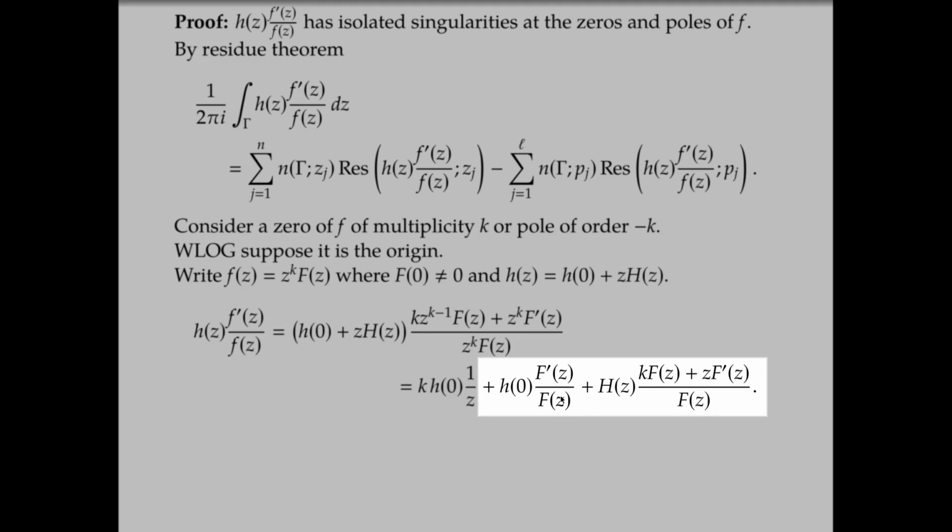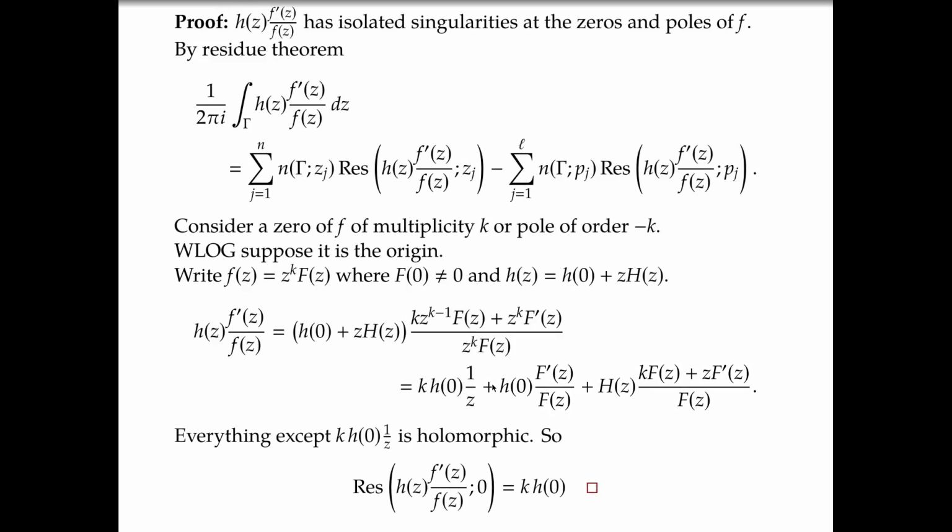So again, it doesn't have a pole. So these two terms are holomorphic at 0, right? And so we have some constant k times h(0) times 1 over z. And that's really giving us the residue, right? So that means that the residue of h times f prime over f at 0 is k times h(0).